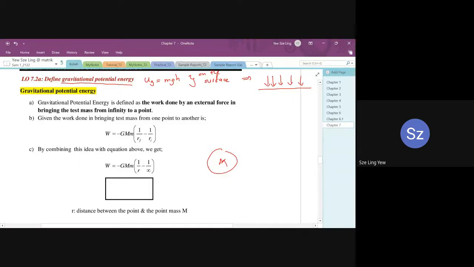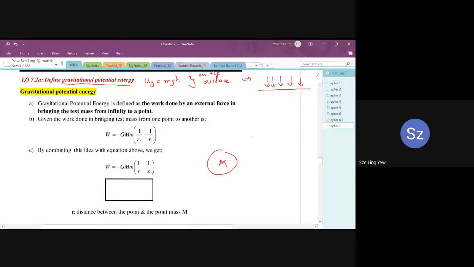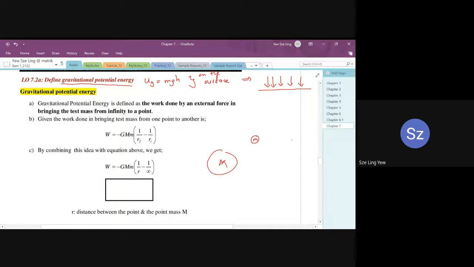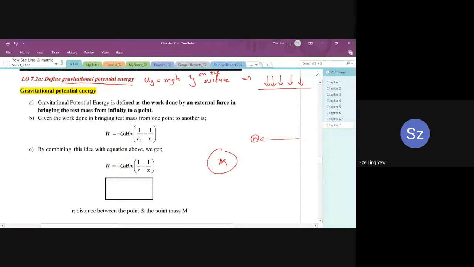Okay, there is nothing around the object. So what are you going to do? Now you want to place an object inside its gravitational field. So the work need to be done to place another mass inside the gravitational field, okay, then we call it gravitational potential energy. Okay, the work done to bring an object from infinity to a point inside a gravitational field, that is gravitational potential energy.